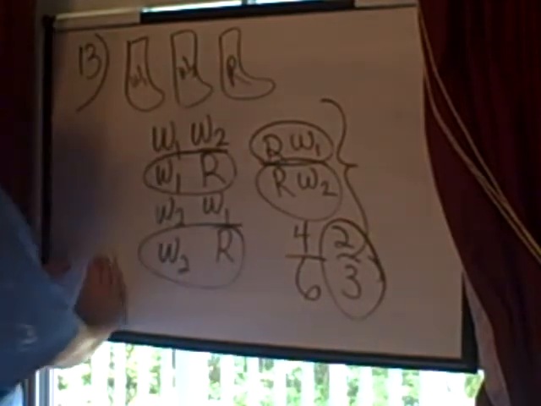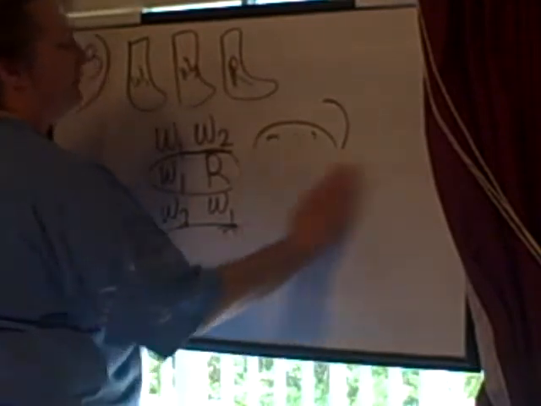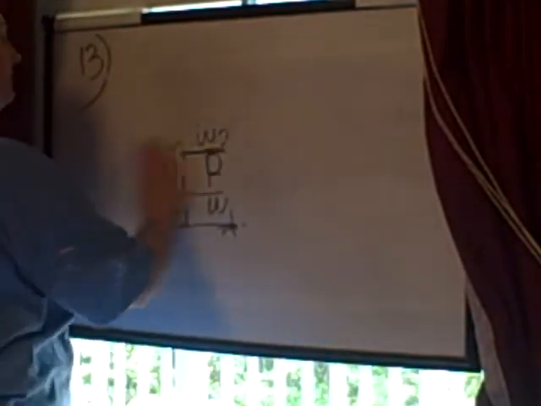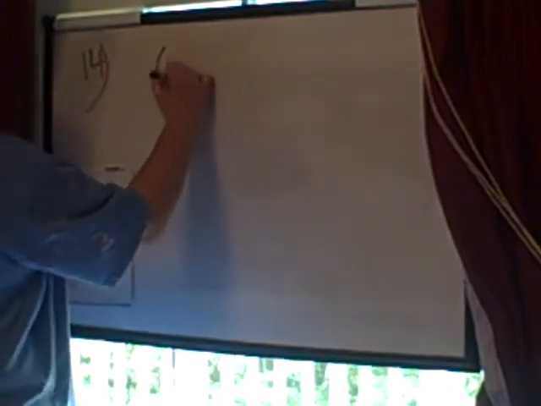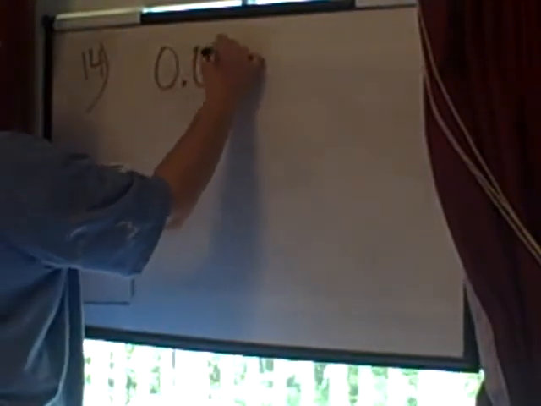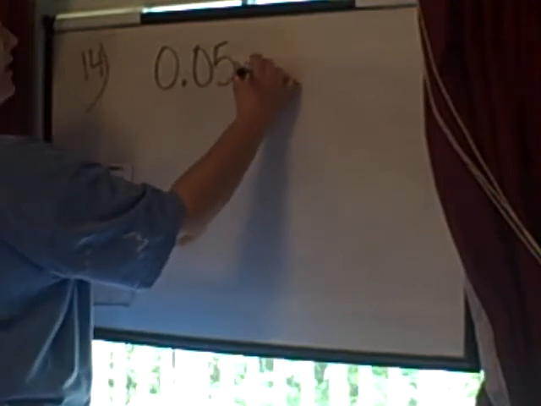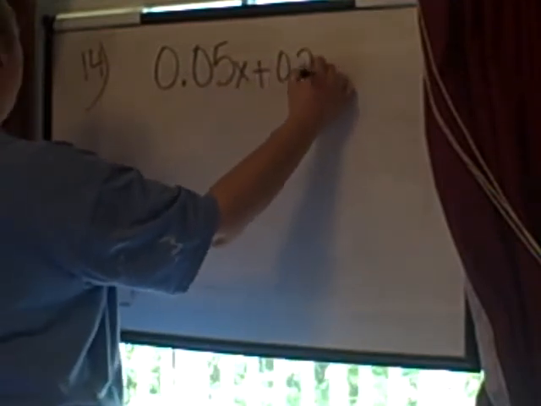Let's look at number 14. Number 14 says to solve this equation that involves decimals. Decimals are never going to go away. You're either going to learn them or you're going to be defeated by them.